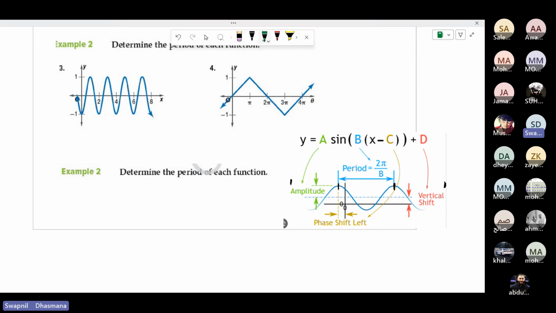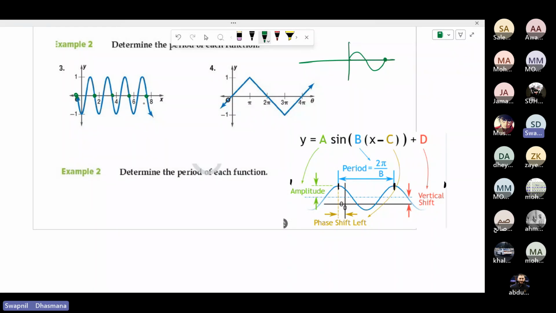Now if you look at the first question, I start from here and I go to here, and then I start and I go same, same, same. So what is the period of a sine curve? This. First up, second down, done, then up, down, done.